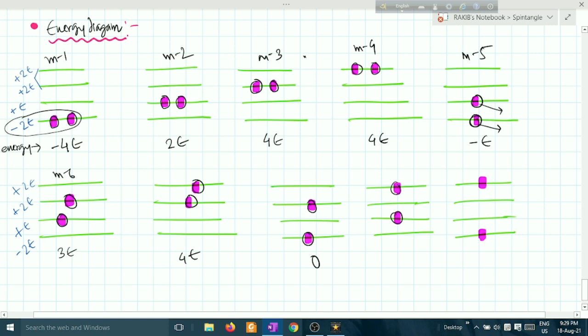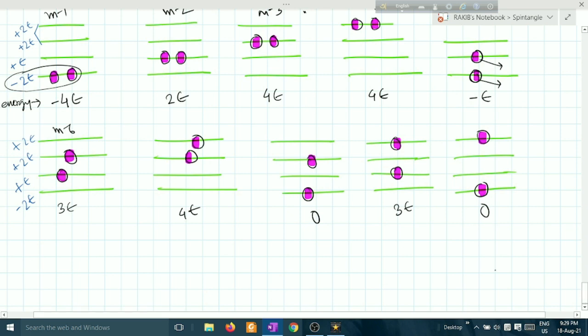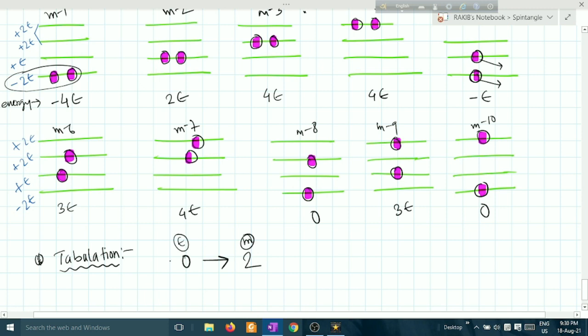And what is the energy of this thing? This is 3, and this is also 0. So how many energies are you getting? Now make the tabulation. You are getting 0 energy for how many microstates? For 2 microstates. This is microstate 7, this is microstate 8, this is microstate 9, this is microstate 10. In microstate 8 you are getting energy 0, and in microstate 10 you are getting energy 0. Therefore, how many microstates? It is 2, and energy is 0.